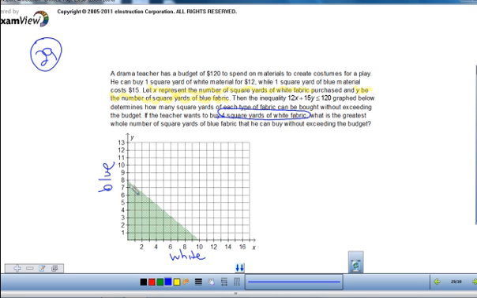Okay, remember that the shaded area represents all the different combinations of white and blue fabric that the drama teacher can buy. Since he's going to buy 4 white fabric, he can buy any of these numbers. So he can buy 1 yard of blue fabric, 2 yards, 3 yards, or 4. But we want to find the greatest whole number. So the greatest whole number would be probably about 5 yards of blue fabric.